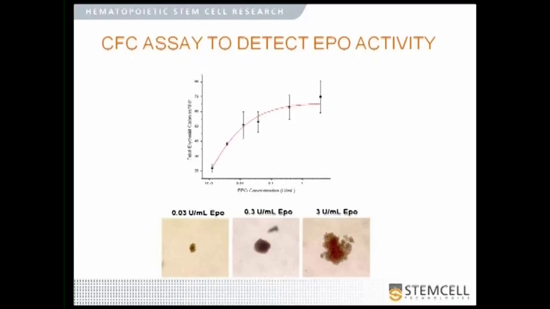Size is not the only thing affected by EPO concentration. We can see from the graph, showing the total number of erythroid colonies on the y-axis and increasing concentrations of EPO on the x-axis, that when we titrate into cultures increasing concentrations of EPO, we can see a nice dose response in erythroid colony number to a maximum colony number per cells plated, as well as maximum colony size.